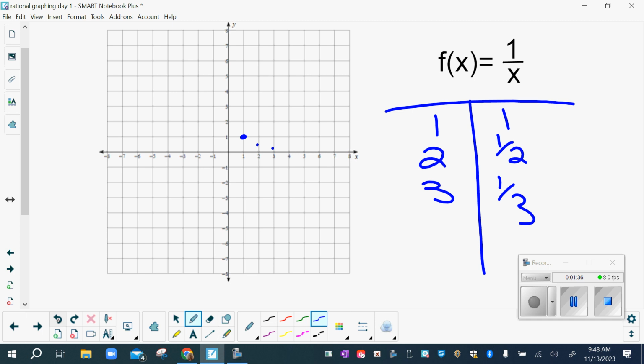Every time I put in a number, it makes a smaller and smaller fraction, like 1/4, 1/5, 1/6, 1/1,000,000th, right? It gets super close to this guy, but it never actually touches it. He's going to look something like this. And watch what happens when I plug in a fraction. This is weird. I'm going to plug in 1/2.